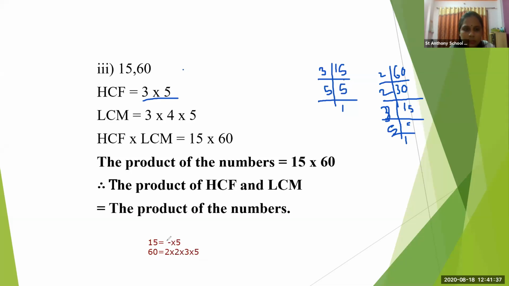So here it will come 3 and 5. Okay. So what are the common numbers? 3 and 5. यहाँ पे भी है, यहाँ पे भी है. तो हमारा HCF क्या होगा? 3 into 5, which is equal to what? 3 5s are 15, right?